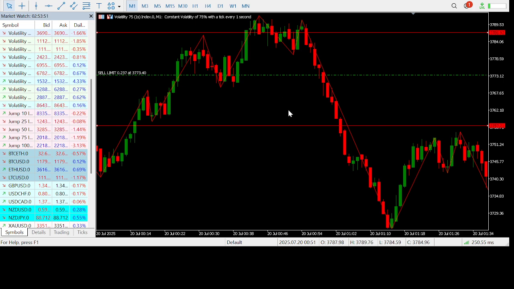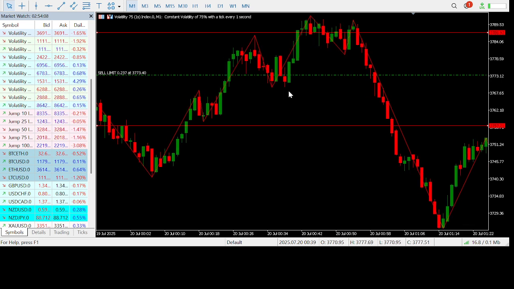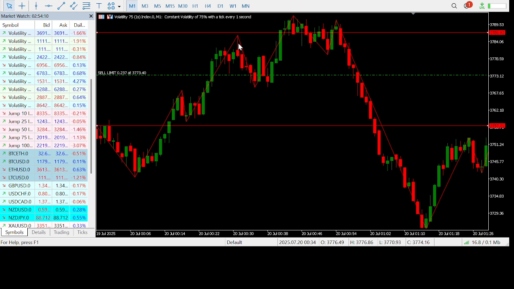Even as it happened for me, I always use a swing length of 4. I check 4 forward and 4 backward, so that is around 9 candles. I check 9 candles to determine a swing, to make a swing.